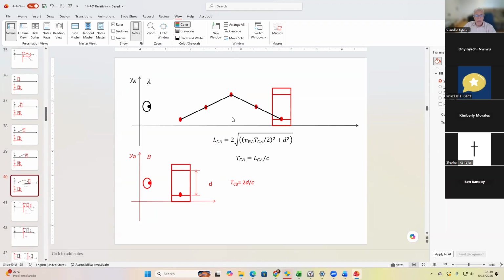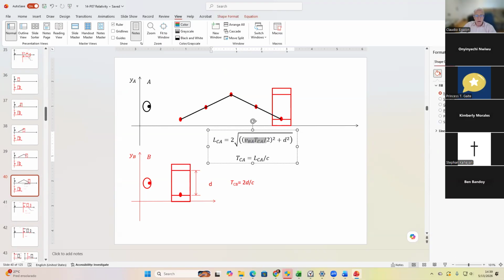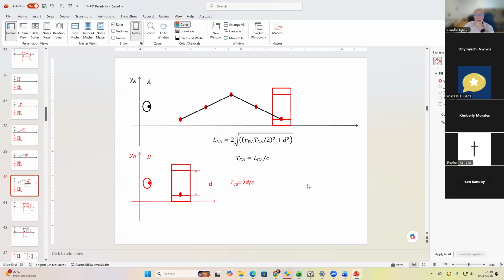This distance is D, right? And this distance here is the velocity times the period of the clock divided by 2. If you square it and add to D square, you get this distance right in here. And take the square root, right? Since the clock went up and down, you have to multiply it by this factor 2. That's what observer A sees.